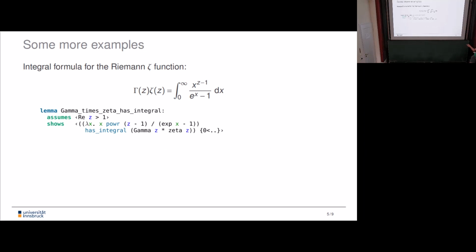Yes, so this is basically the set that you're integrating over. In this case, that's the set from 0 to infinity, and the 0 is not included, not that it makes a difference. You can actually prove that it doesn't matter whether you include the 0 or not. But yes, these are basically the integral bounds in a sense.